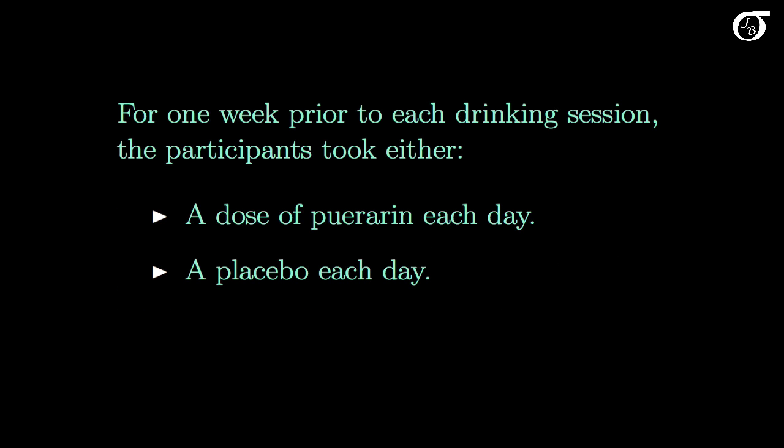For 1 week prior to each drinking session, the participants took either a dose of puerarin each day or a placebo each day. Each individual took the puerarin for 1 week and had a drinking session, and the placebo for 1 week and had a drinking session. The order in which they did this was randomized. This was a double-blind study, so the individual did not know whether they were receiving the puerarin or a placebo. We are interested in estimating what effect, if any, puerarin has on alcohol intake.